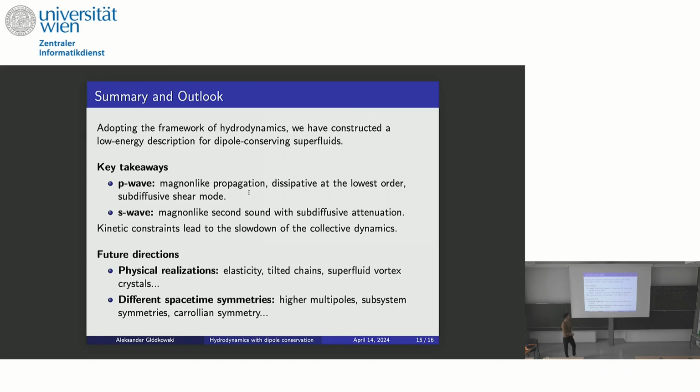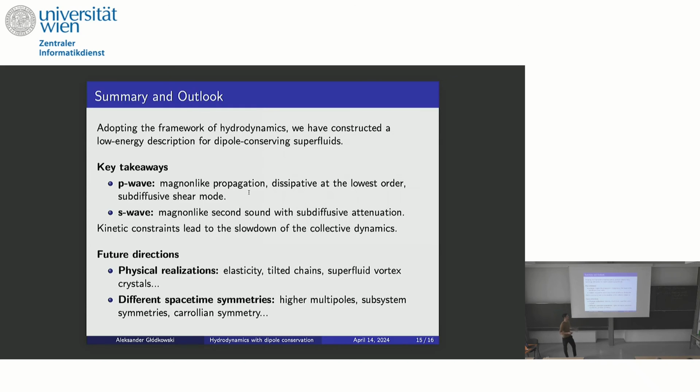And future directions, we can think of some physical realizations. As I mentioned, in relation to elasticity, a valid question is how to modify this hydrodynamic theory to actually describe, for example, the hydrodynamics of topological defects. And similarly, the relation to tilted chains that I mentioned, superfluid vortex crystals, we are now working to understand physical realizations. So far, this construction has been very abstract. I postulated some symmetries, I derived hydrodynamics. But now we are working to try to connect it to physical systems.